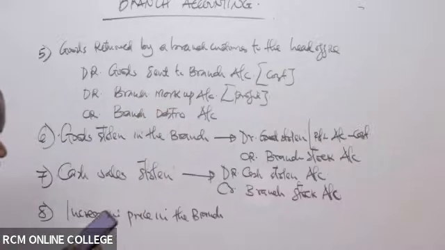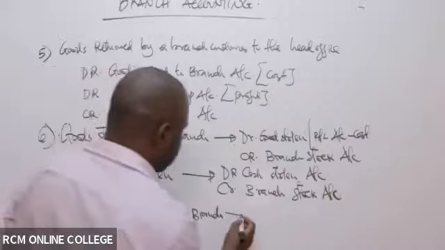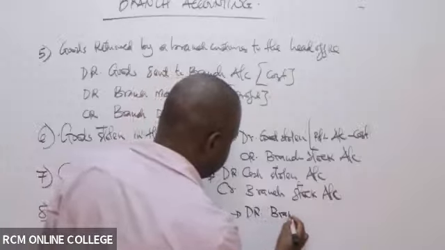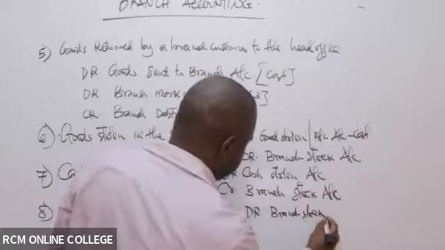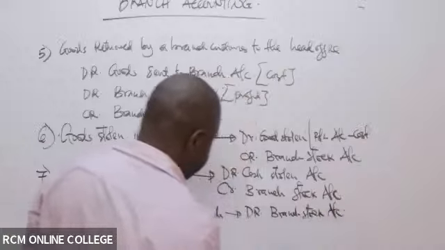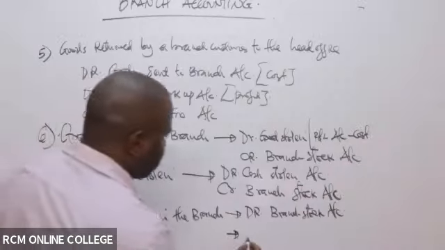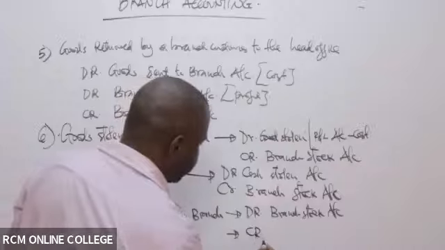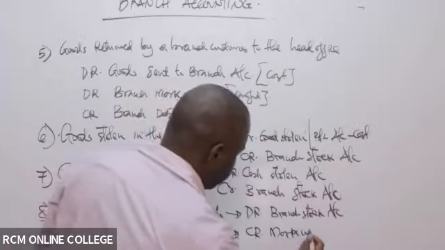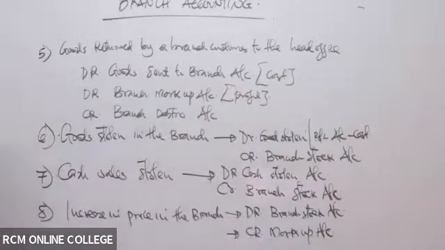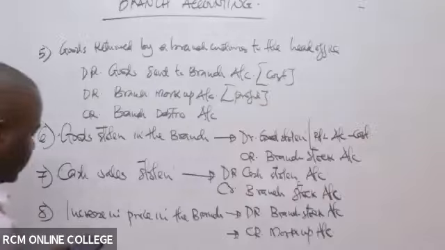So the profit element will likely be affected. In this case, you debit the branch stock account with the profit element as a result of the increase. Then you credit the markup account. So when the profit increases, you end up having to credit the markup account. And of course, you're going to see how you eventually end up having to create these accounts.